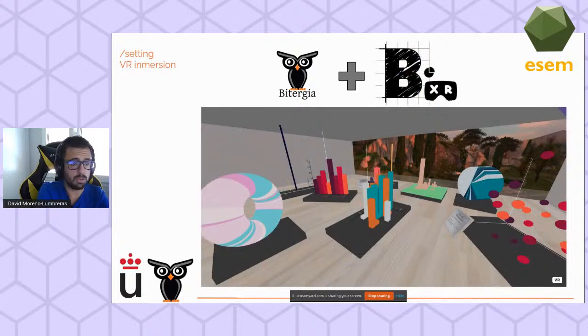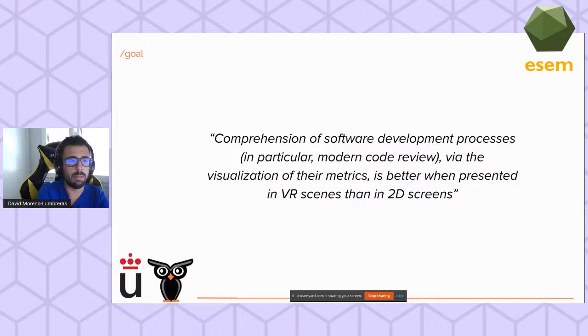And for the VR immersion setting, we will use Babia XR for the development of the VR visualization, providing a scene where the visualizations will be organized. And this is an example of the possible environment that we will show to carry out the experiment with Babia, but well, it is just to be defined. So the main goal of the experiment is to analyze if the comprehension of software development processes, in particular modern code review, pull request, via the visualization of their metrics is better when presented in VR scenes than in 2D screens.